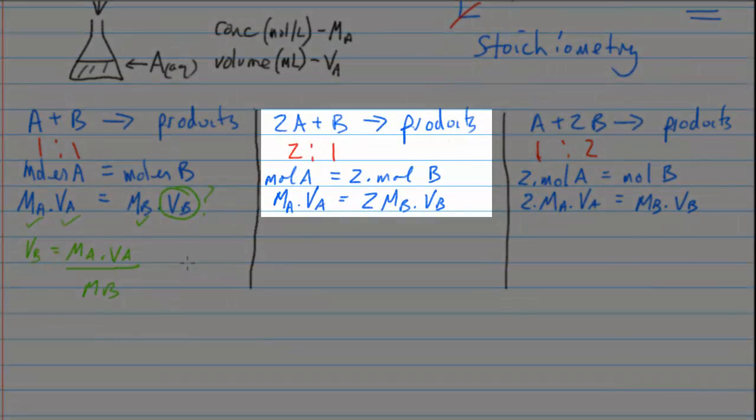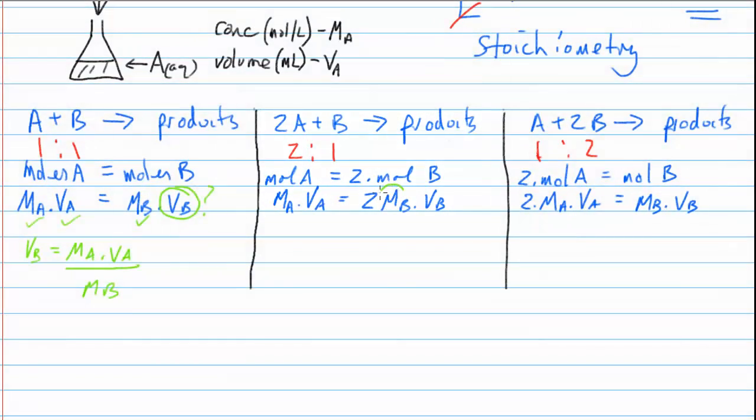And let's just take another example. Let's say we did not know the value of the molarity of B, and we knew VB, VA, MA. We can solve for the molarity of B by rearranging this equation.